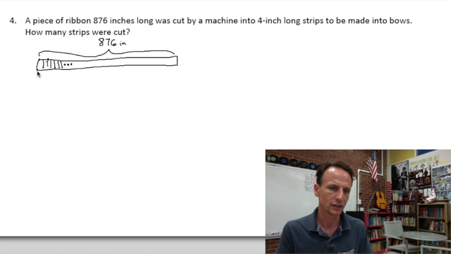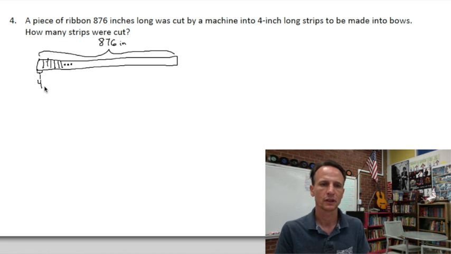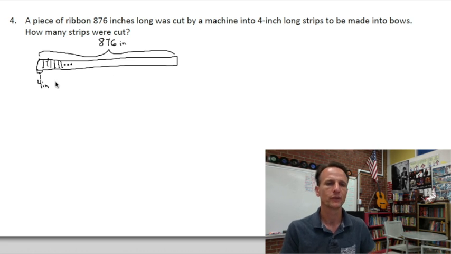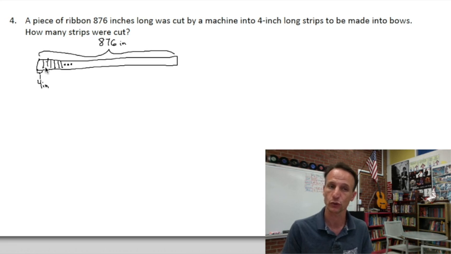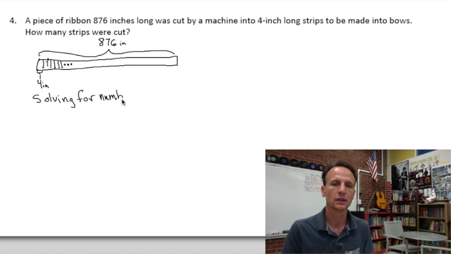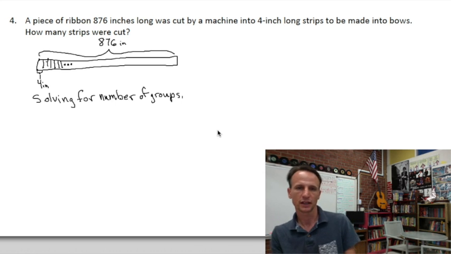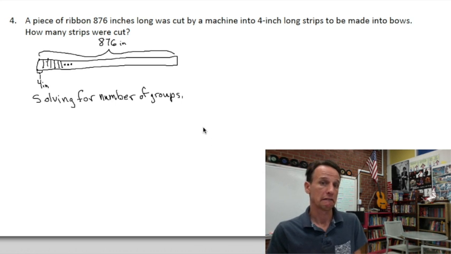I do know how long each strip is, right? That's 4 inches. I'll write it, why not? I don't know how many strips though. So I know the size of each strip, but not how many strips. I know the size of the group, but not how many groups. So we're solving for the number of groups. And your teacher will be so impressed that you wrote this for every single example. They will give you a big pencil.